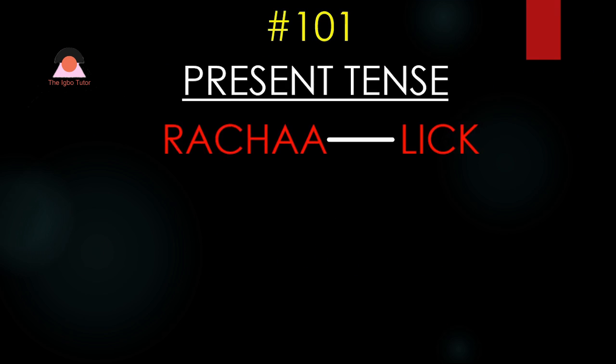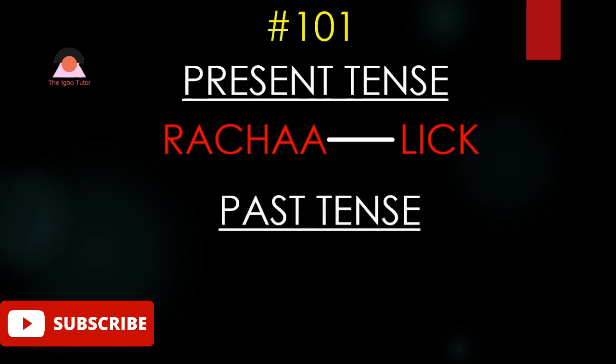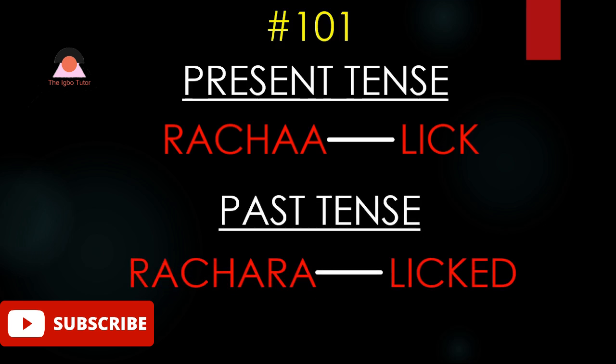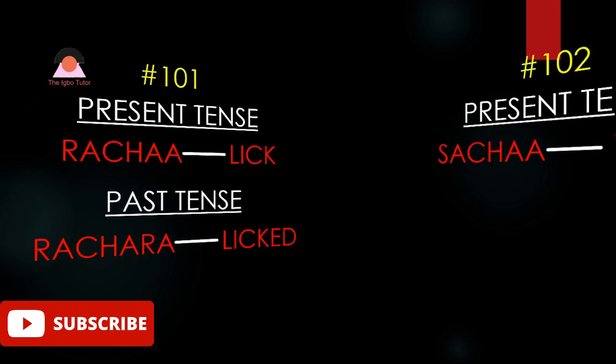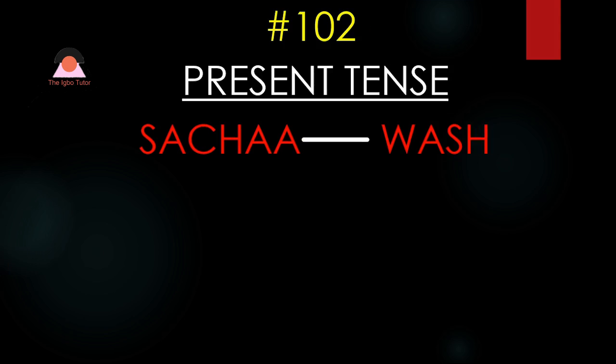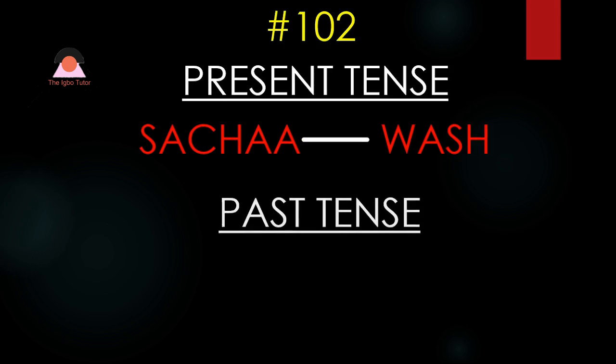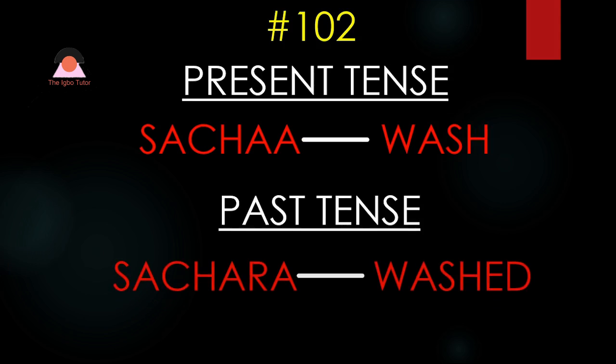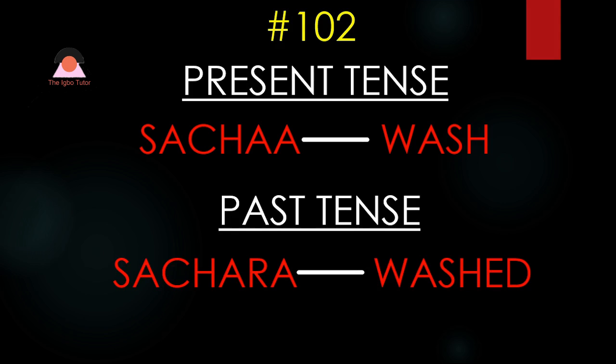We'll go to 101. The word is racha. Racha means leak. It can be your fingers or liquid. Okay, we move on to the past tense of racha, and it is rachara, leaked. Rachara, leaked. 102. The word is sacha, meaning wash. Sacha, wash. What is the past tense? It is sachara. Sachara, washed.